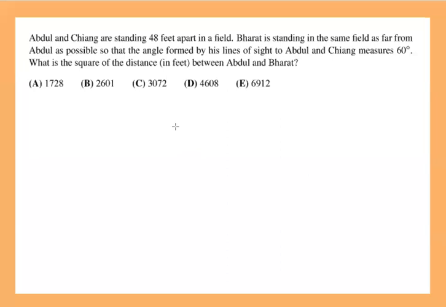It is something like this. I can start with this is A, and this is C. And then there is a third person, B, standing in the same field as far from A as possible, so that the angle formed by his line of sight to A and C is going to be 60 degrees. What is the square of the distance between those two people? So let's be careful.